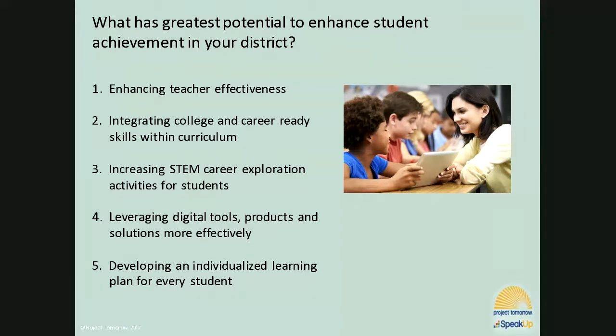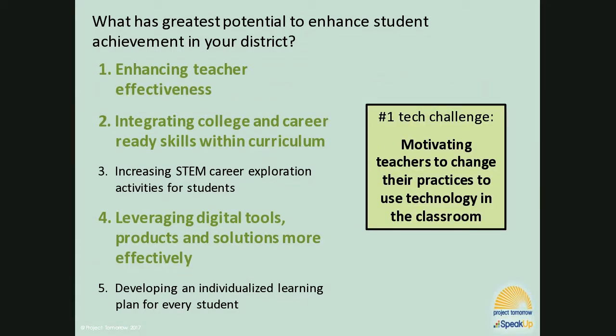What was interesting to us is that when we looked deeper at the data, the 3 that transcended any differences in school district size, school district sophistication, the use of technology in the school district, the community type, whether it was urban, rural, suburban, if they were affluent districts, if they were high poverty districts, were these 3: enhancing teacher effectiveness, integrating college and career ready skills, and leveraging digital tools more effectively. Those 3 were consistent across all sorts of disaggregation that we did.